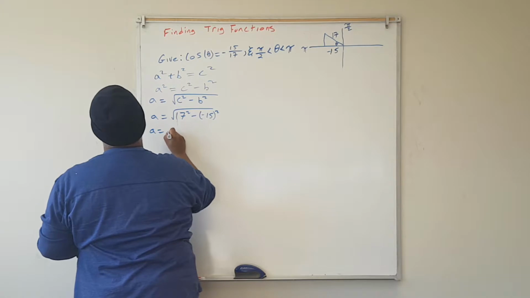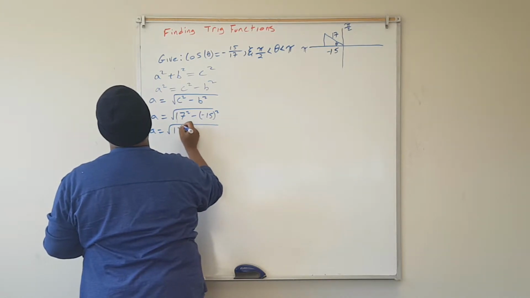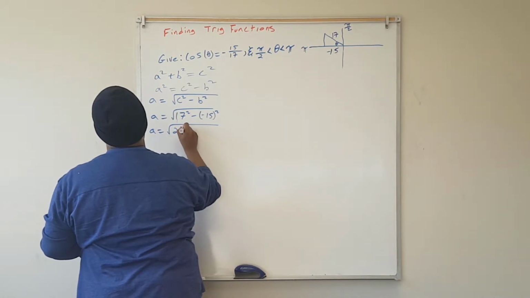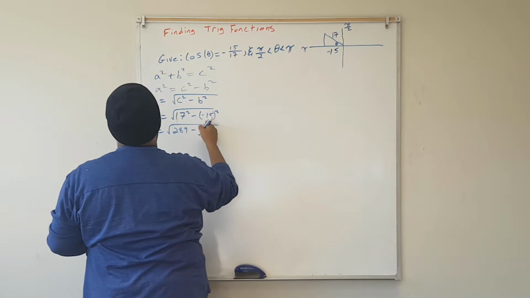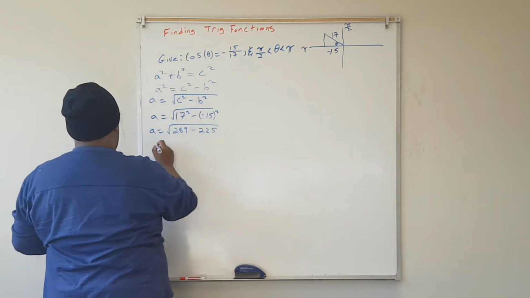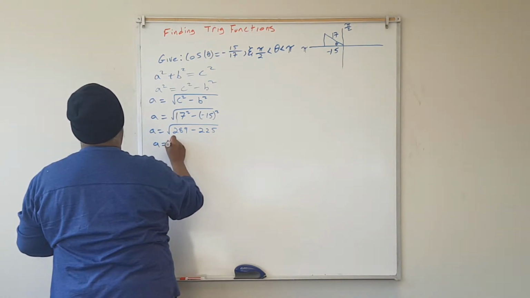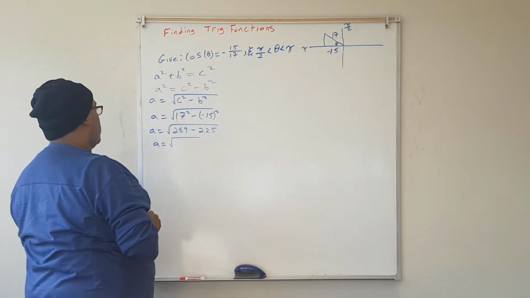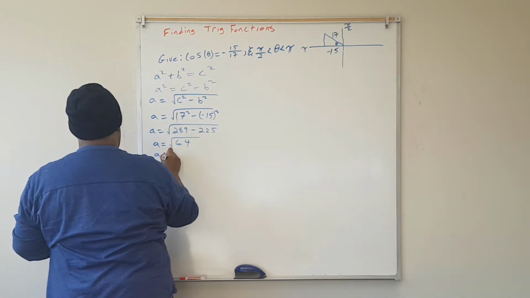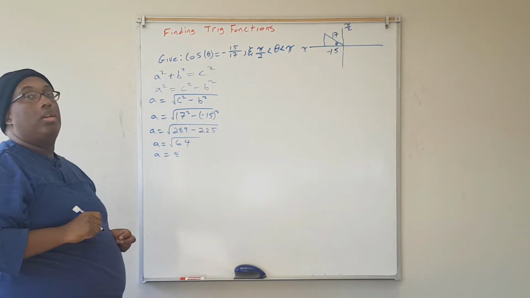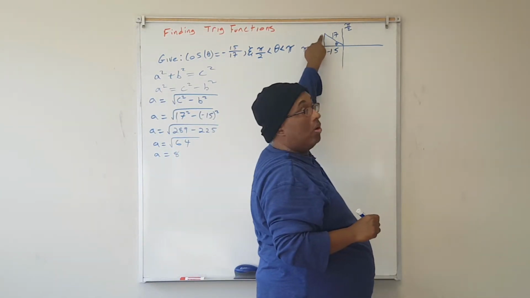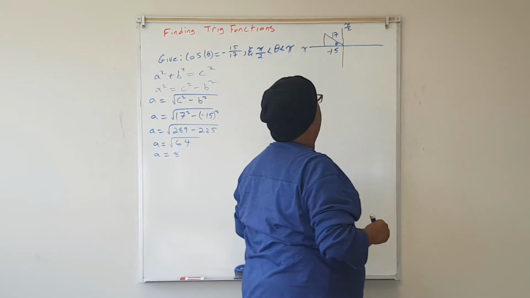So a equals the square root of 17 squared. Actually, let's just do that. That's 289 minus negative 15 squared, which is 225. Subtracting them, we get the square root of 64. A equals 8. Now we have to go back and say, well, if we're in quadrant 2, this is going up, so it's a positive 8.